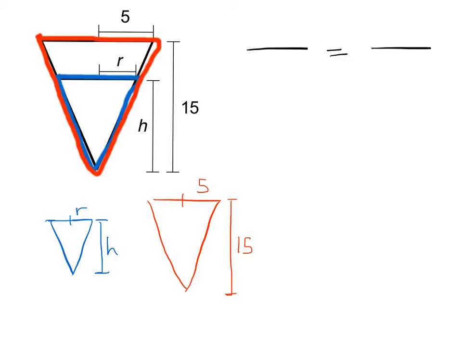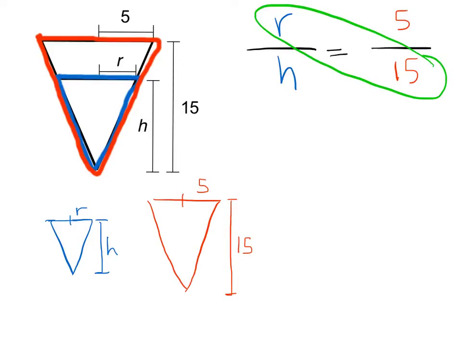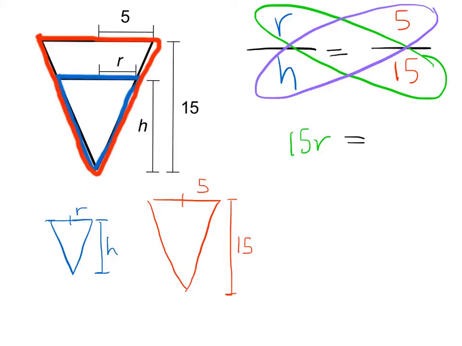So, again, there's a couple ways you can do this. I'll just go with the first one I think of, which is R is to H as 5 is to 15. If you wanted to try it out another way, go ahead. It'll always give you the same result as long as you stay consistent. So when we cross multiply, R times 15 is going to be equal to 5 times H. That gives us pretty simply 15R is equal to 5H.